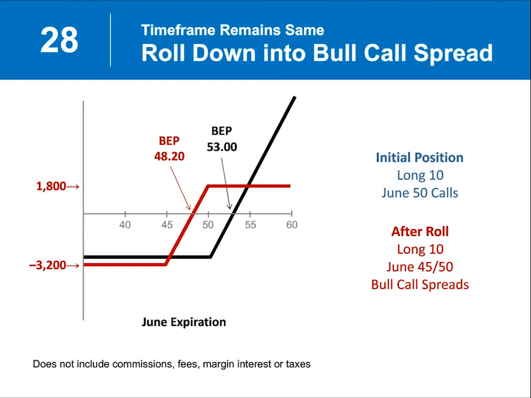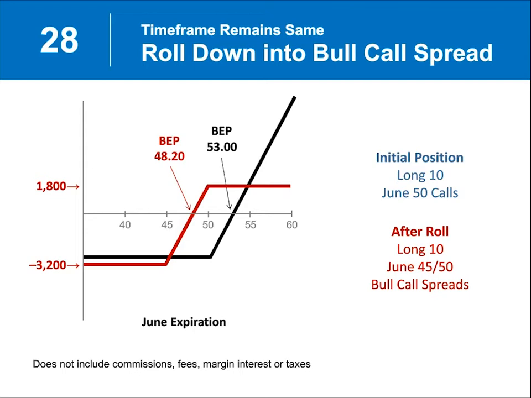And look at how these numbers work out. In order to calculate the break-even point, you take our total new investment, that's $3,200. Each one of our spreads needs to be worth $320 in order for us to break even at expiration. That means that 45 strike price call option needs to be in the money by $3.20. That happens when the stock trades at 48.20 at expiration. That's our break-even point. Clearly much lower and more favorable than the original break-even point of 53.